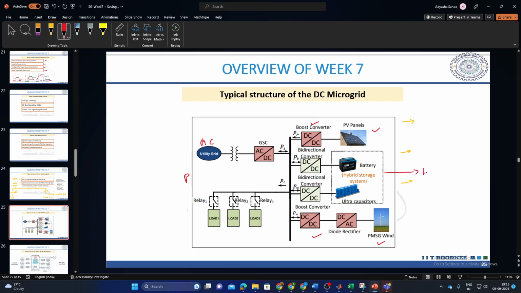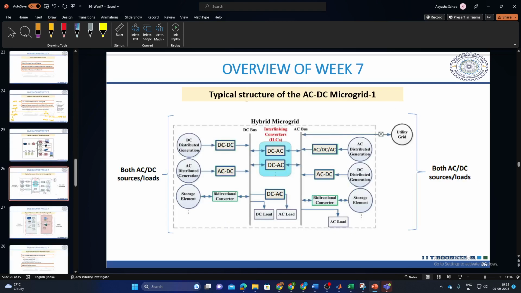Then moving on, this was the typical structure of the microgrid. Basically you have the grid here, AC. We have the grid side converter, which converts this AC to DC. Then we have PVs here, then a boost converter for MPPT operation. We have wind here, again with a boost converter. Then we have hybrid energy storage, because we had seen in the previous lectures that for hybrid we take one with high energy density, such as the battery, and ultracapacitors which have high power density, and we combine these storage technologies to form the hybrid storage. And then we have the loads connected here.